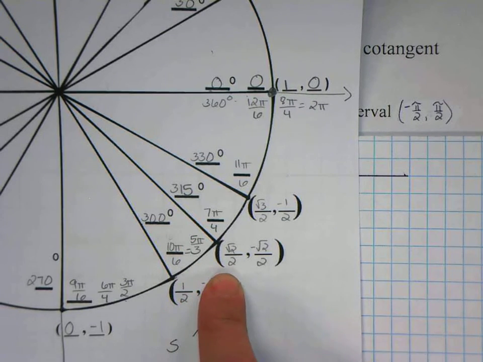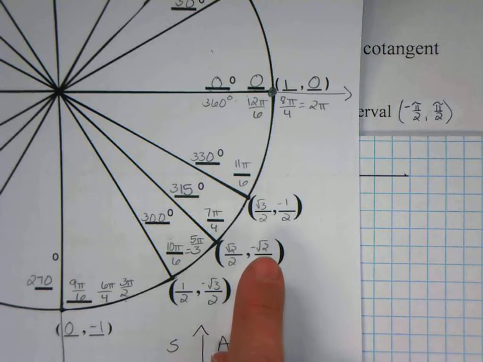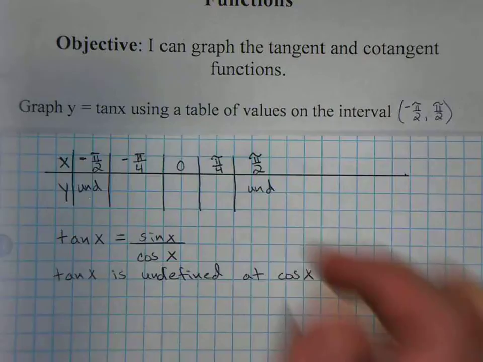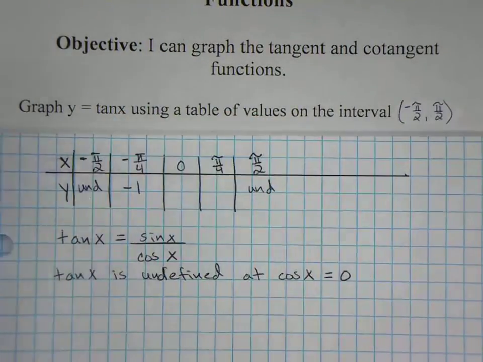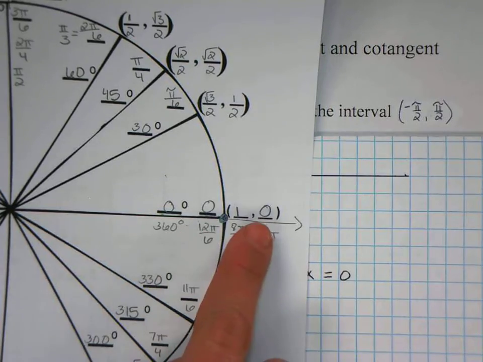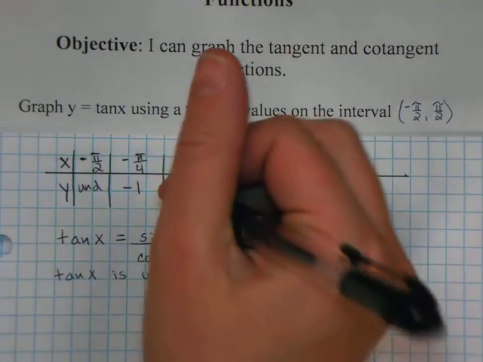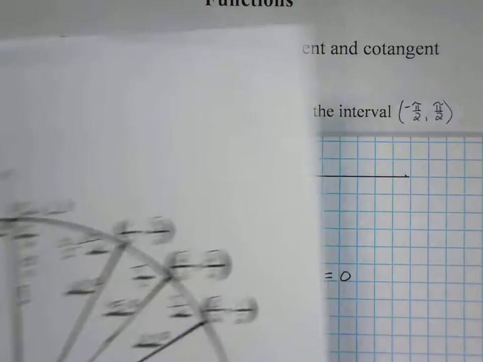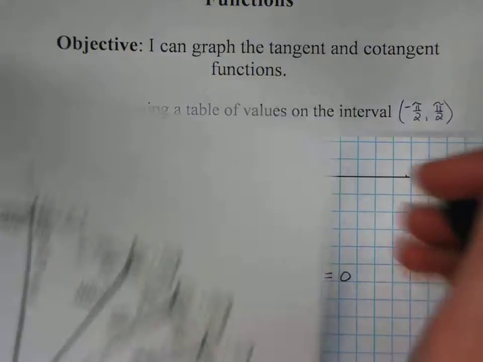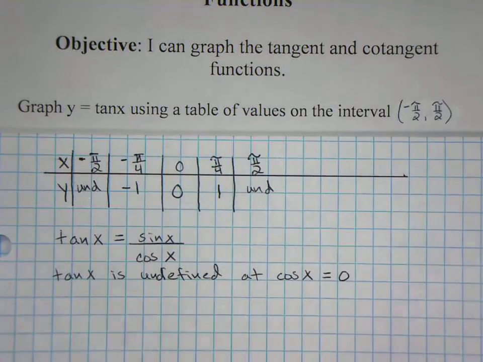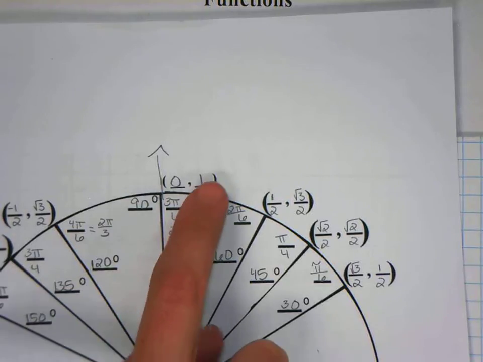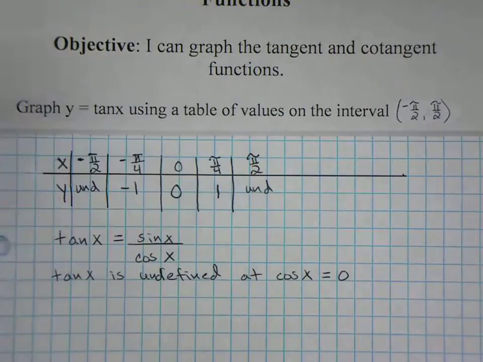And if tangent is y over x, if I divide negative square root of 2 over 2 by square root of 2 over 2, I would get negative 1. If I go to 0, again, tangent being y over x, I would get 0 over 1, which is 0. Positive pi over 4, I'm noticing my y and my x are the same value, so when I divide them, I get 1. And then I'm going to run into another issue when I hit pi over 2, because I'm going to try to divide 1 by 0, and it will be undefined.